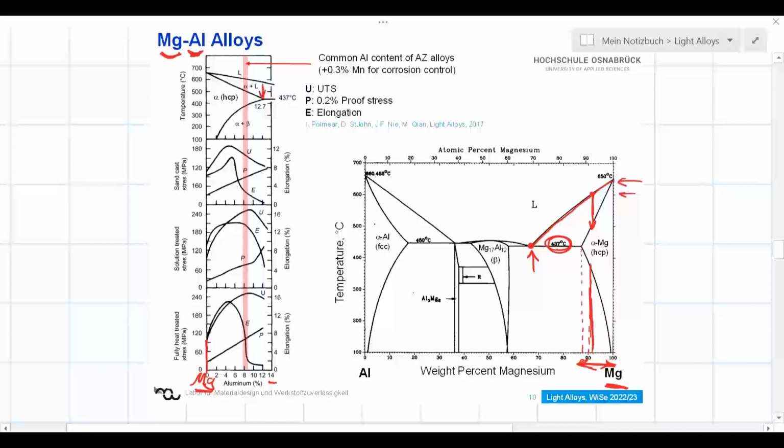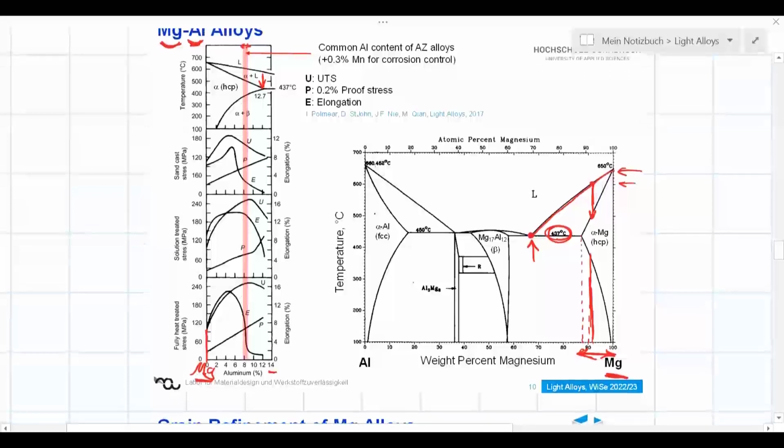The maximum solubility of aluminum in magnesium is something like 13%, 12.7%. And the majority of AZ alloys have around 8 to 9% of aluminum, so I marked that region also. And let us see what happens to properties. The properties considered here are U, which stands for UTS, ultimate tensile strength. P is standing for proof stress or yield strength, and E is indicating elongation.